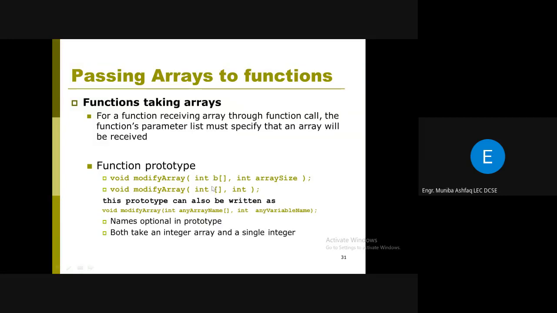These are two methods. In the first, we write the name of an array as well as the name of the variable. In the second, we do not write the array name and the variable name. Both are the same.